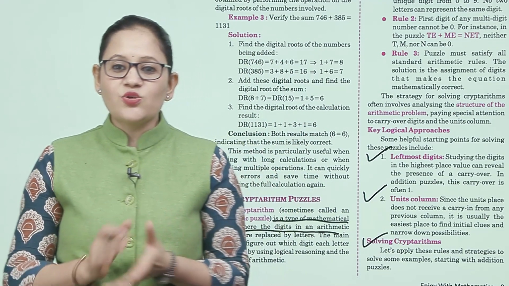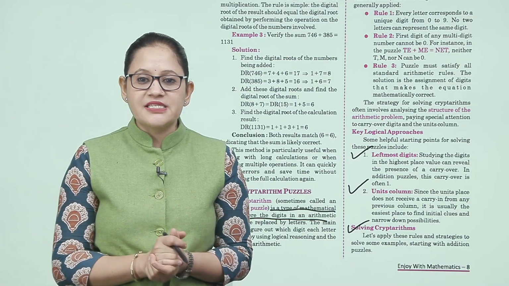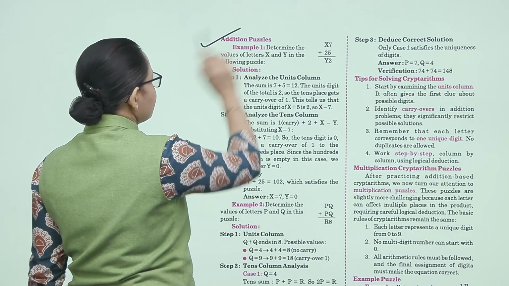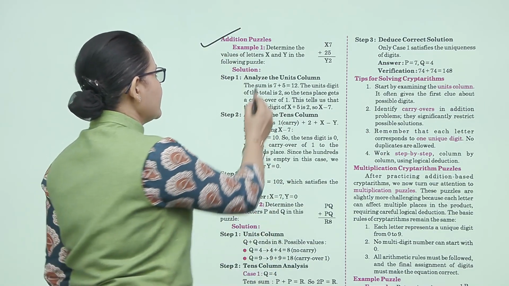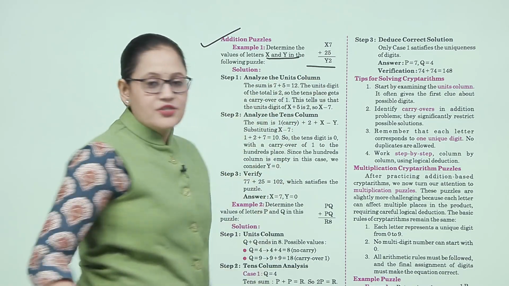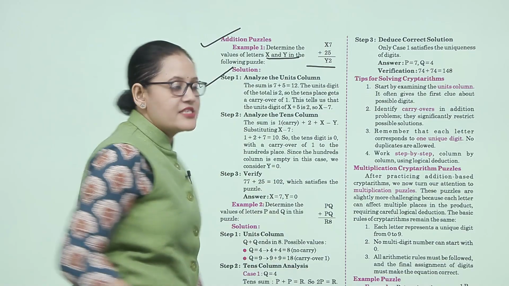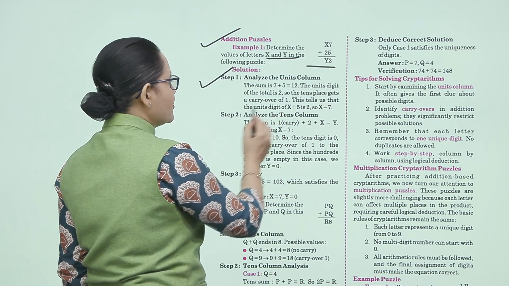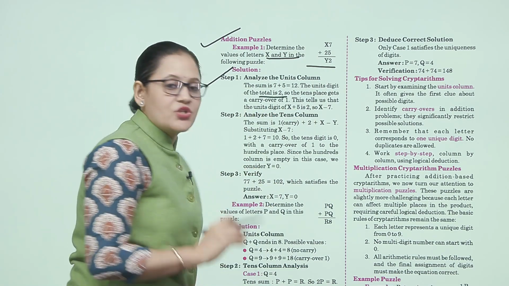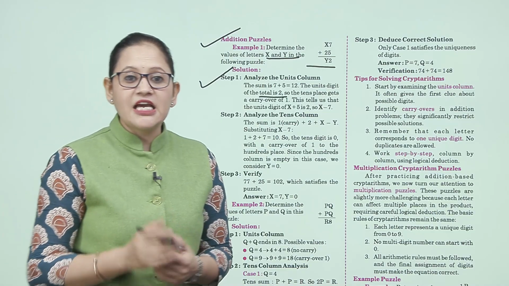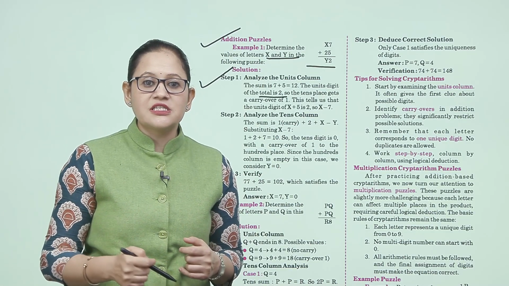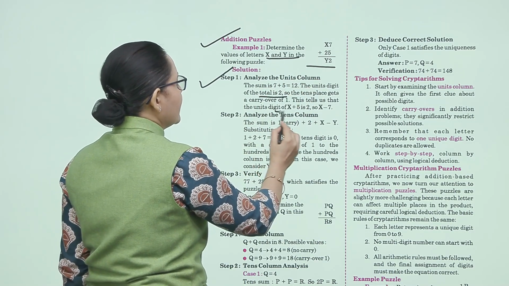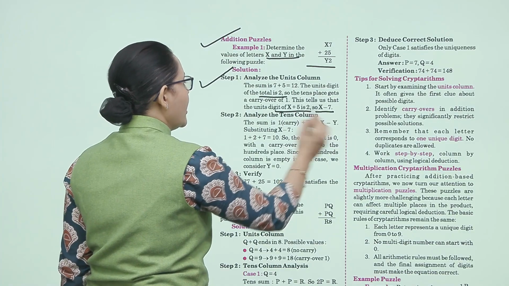Let's apply these rules and strategies to solve some examples, starting with addition puzzles. Addition puzzle example: determine the values of letters X and Y in the following puzzle. Solution: first step, analyze the unit column. The sum 7 plus 5 is 12. So, the unit digit total is 2. So, the tens place gets a carryover of 1. This tells us that in the unit digit, X plus 5 is 2, and so X equals 7.